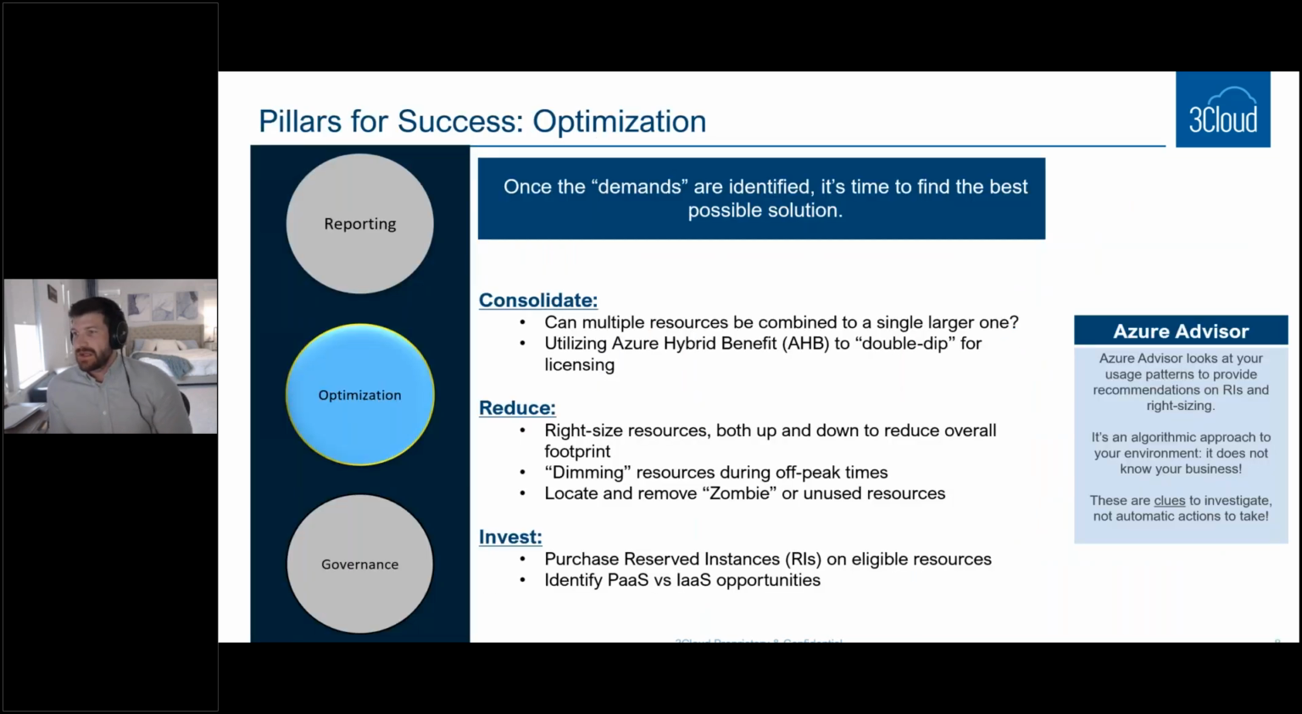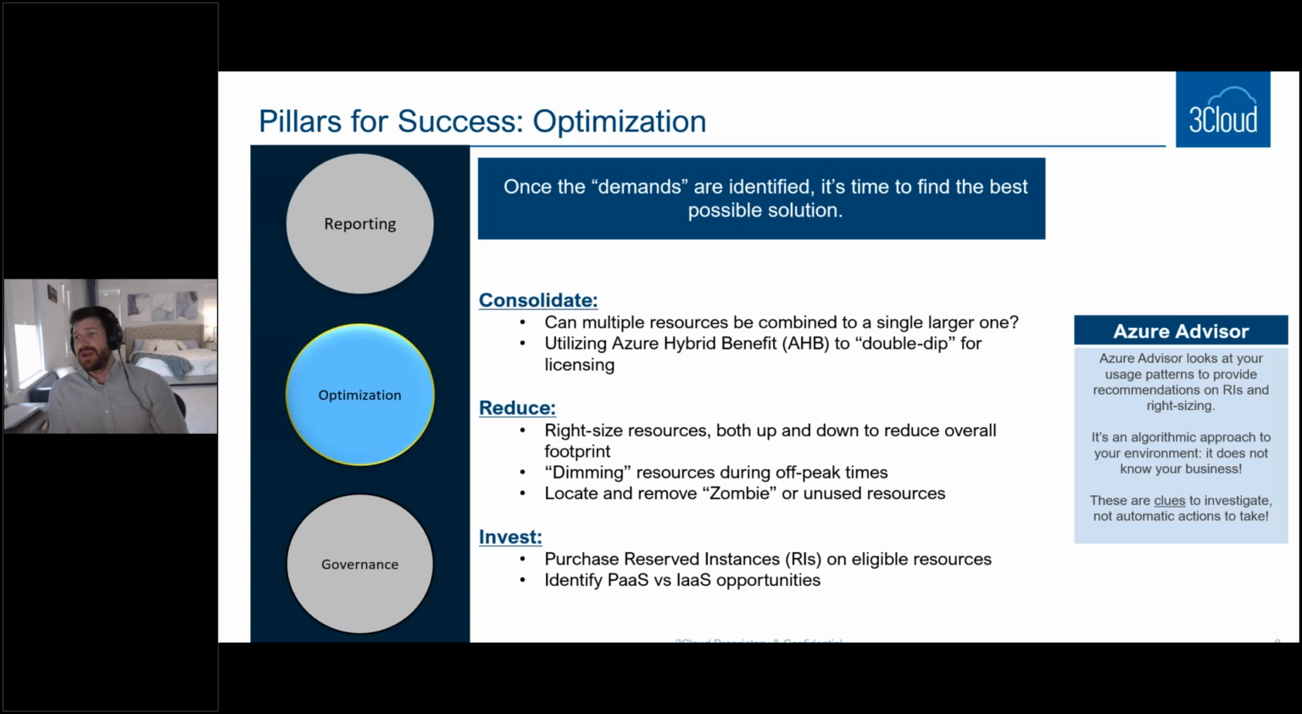And then really talking about probably the key pillar, which is optimization. You identify your demands, you report on the demands, you have this great analysis of the environment. Now you need to find the best solution. There are multiple ways to optimize, but there's typically a best way. We want to find the best solution for the needs you have as an organization.